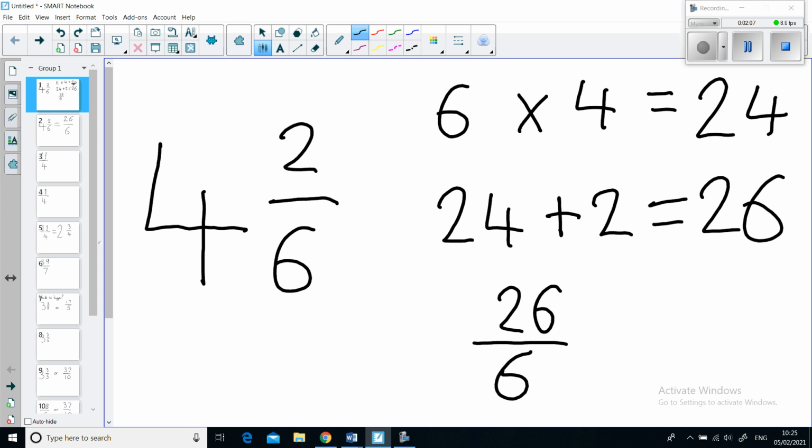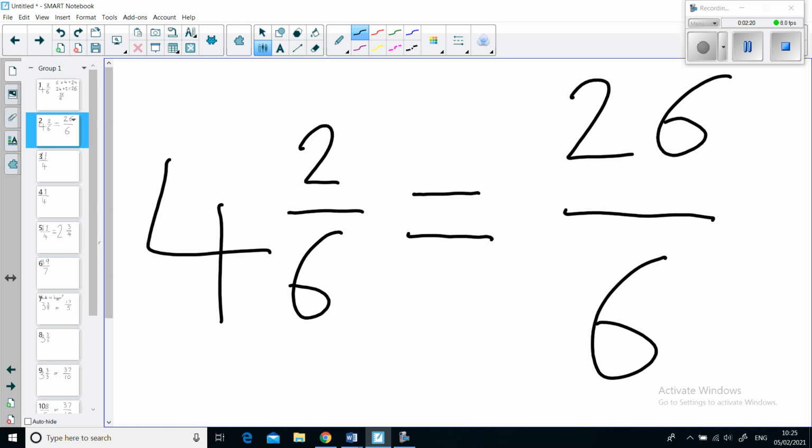So if you've got some questions on the worksheet to do on these, use this video at any point if you need any help on converting your mixed numbers to improper fractions. Now we're going to move quickly on. Well, I'm just going to show you this. This just shows that these two numbers are clearly the same. Okay, so 4 and 2/6 is exactly the same. It's equal to 26 over 6.